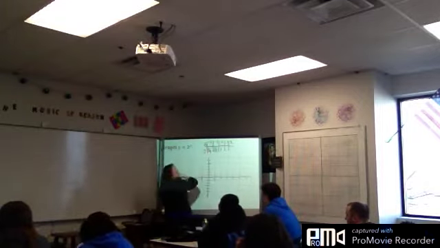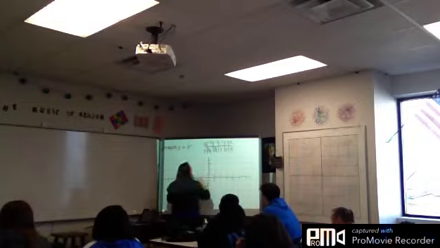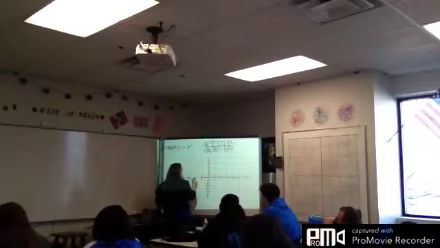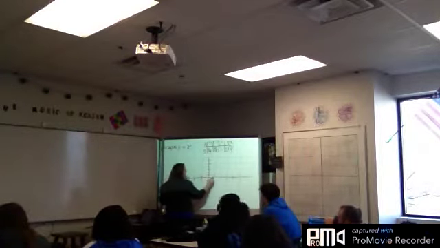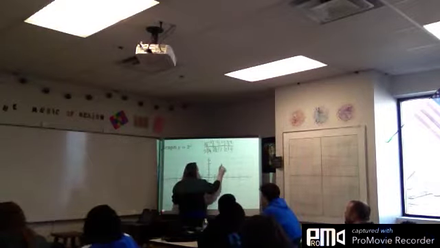What happens when I plug 1 in? 2. And what happens when I plug 2 in? 4. So my graph is going to look like this. It's going to go negative 2, 1/4, negative 1, 1/2, 0, 1, 1, 2, and 2, 4. Right?